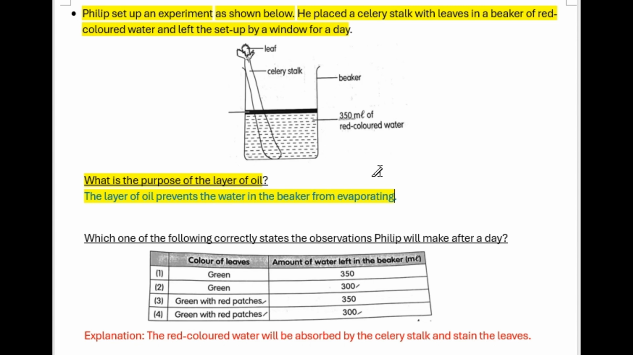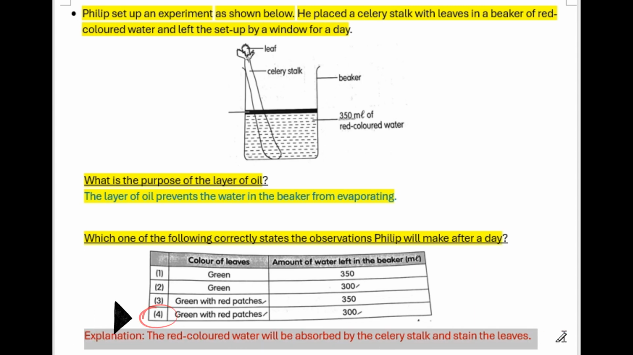Which one of the following correctly states the observations Philip will make after a day? Color of leaves: green with red patches. Amount of water left in the beaker: 300 ml. Explanation: the red-colored water will be absorbed by the celery stalk and stain the leaves.